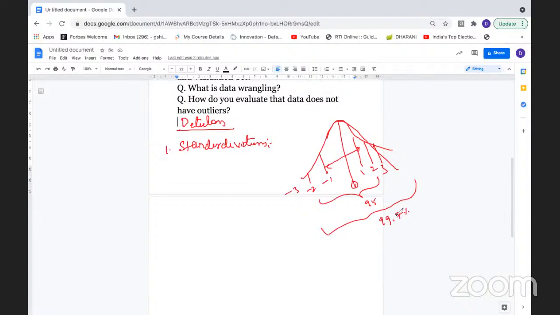So if at all you have any data point that is more than 3 times the standard deviation, then those points are likely to be outliers. This is the first way you can conclude it.